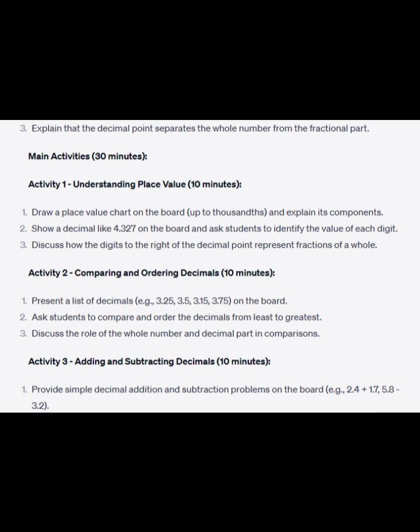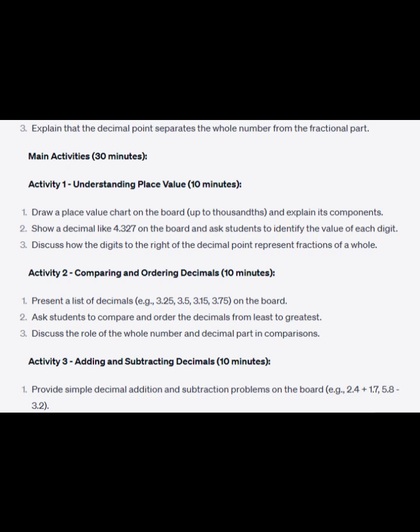Show a decimal like 4.327 on the board and ask students to identify the value of each digit. Discuss how the digits to the right of the decimal point represent fractions of a whole.